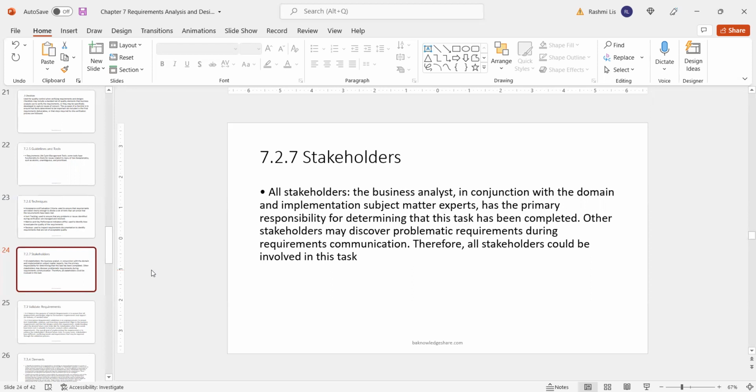So that being said, this ends the second task of the requirements analysis and design chapter.